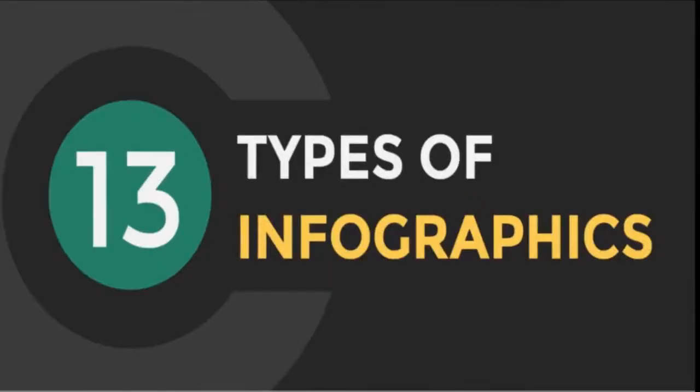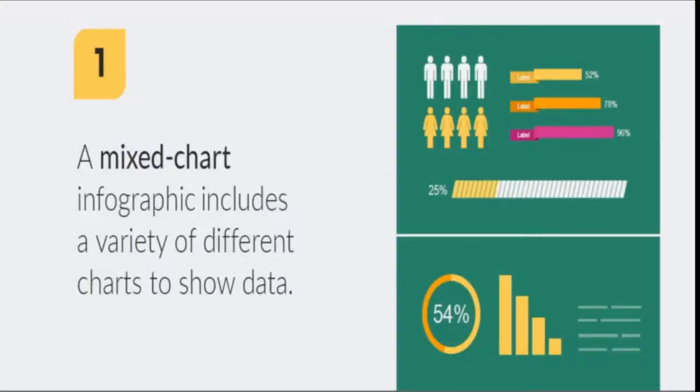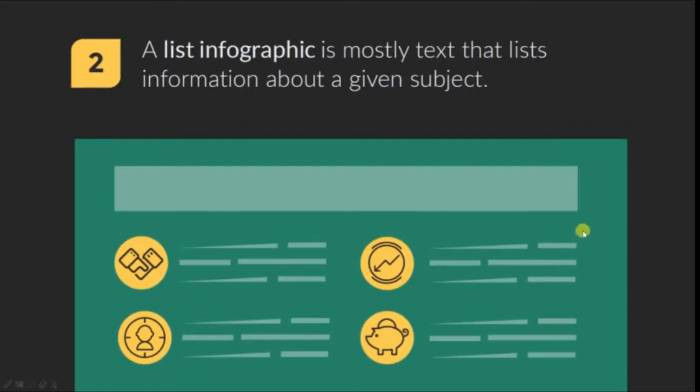There are 13 types of infographics and they are distributed according to their use. So, first, a mixed chart. A mixed chart infographic includes a variety of different charts to show data. Second, a list infographic. A list infographic is mostly text that lists information about a given subject.